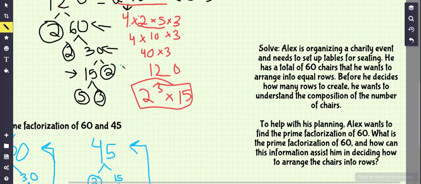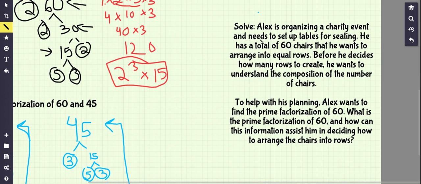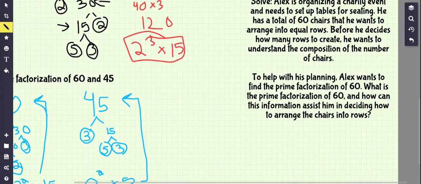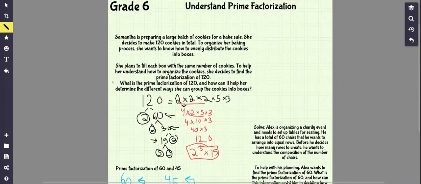All right, since we understand prime factorization, I want you to try the problem over here. It's a word problem, so I want you to try to solve it. Okay? You could pause the video if you need to. I'll give you the entire thing it's working with.